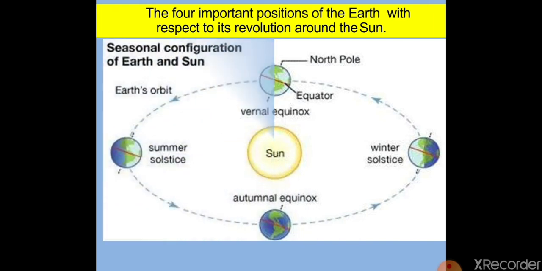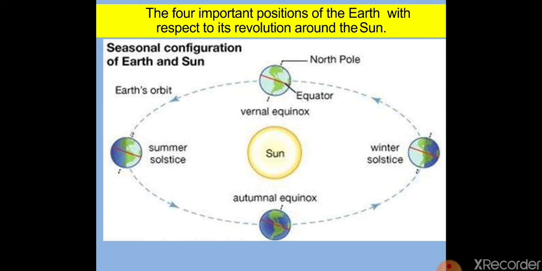Let us see the four important positions of the earth with respect to its revolution around the sun. From this figure, it is clear that the earth is going around the sun in an elliptical orbit, and throughout its orbit the earth is inclined in the same direction. That is the most important thing. Because of that inclination, the earth is not receiving the same amount of sunlight from the sun. In different positions, sometimes the northern hemisphere receives more sunlight, or sometimes the southern hemisphere receives more sunlight. Sometimes an equal amount of sunlight is received by both the northern hemisphere and the southern hemisphere.